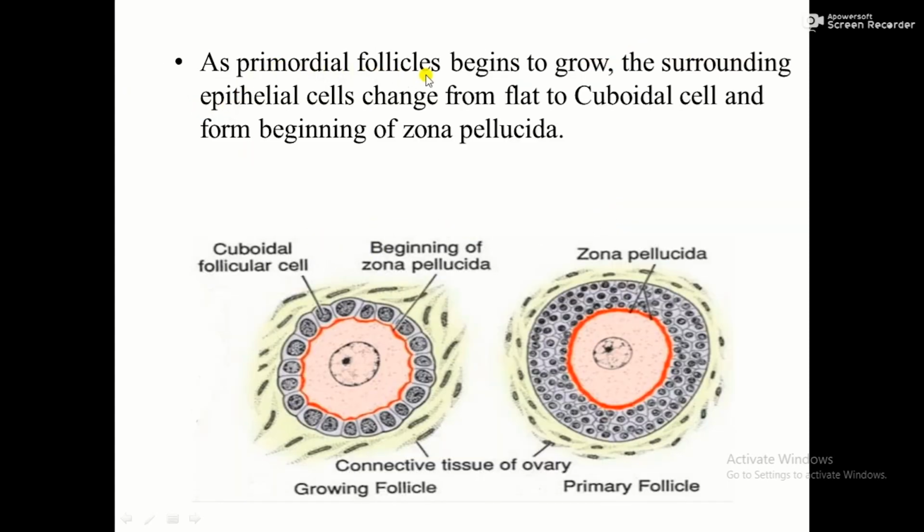These primordial follicles, for sure, undergo a development, and this development is the growth. Whenever it starts to grow, the surrounding epithelial cells will change from flat cells to cuboidal follicular cells. And this is actually the beginning for the formation of a zone.